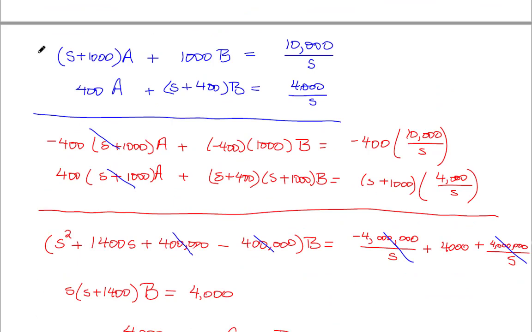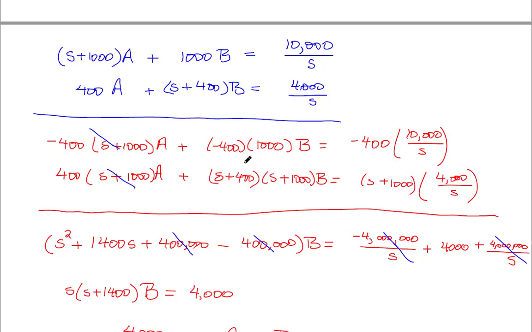Alright, so I'm going to get rid of A first. I multiply through by minus 400, and in the second one by s plus 1000. So the A parts will go away. I've got an ugly looking B part, and I've got these right hand sides.